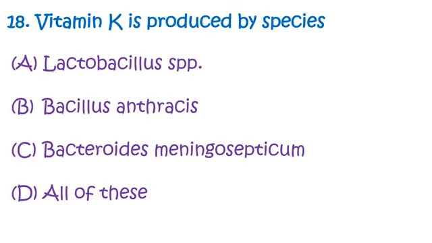Question number 18. Vitamin K is produced by species, options are option A lactobacillus species, option B Bacillus anthracis, option C Flavobacterium meningosepticum, option D all of these. And the correct answer is option A lactobacillus species.